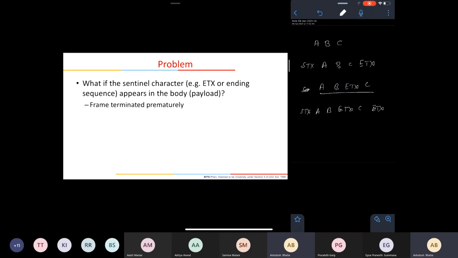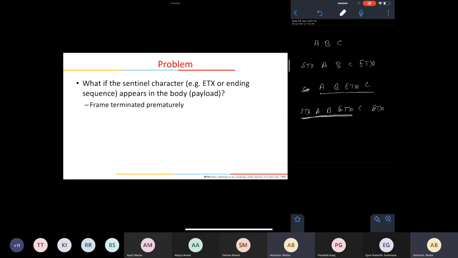What will happen? Anybody, please respond. Sir, only half of the message is sent then. I mean, the receiver will basically mistakenly understand that this is the message, correct? Yes, sir, STX A B ETX, that's all. So that is the problem.